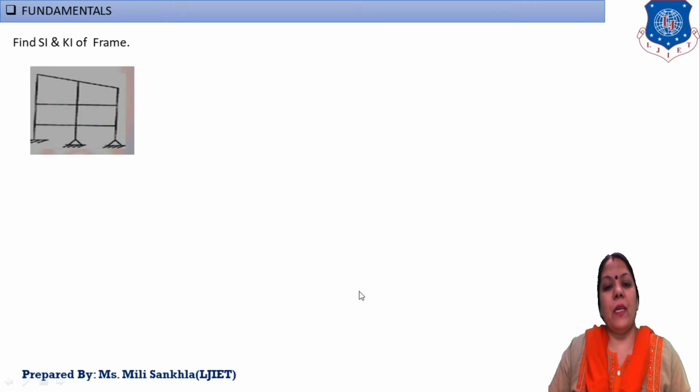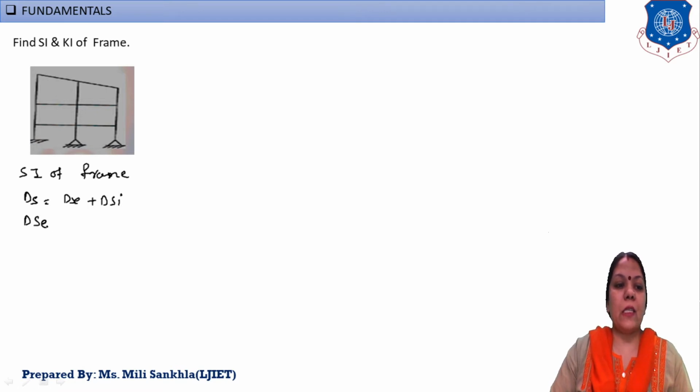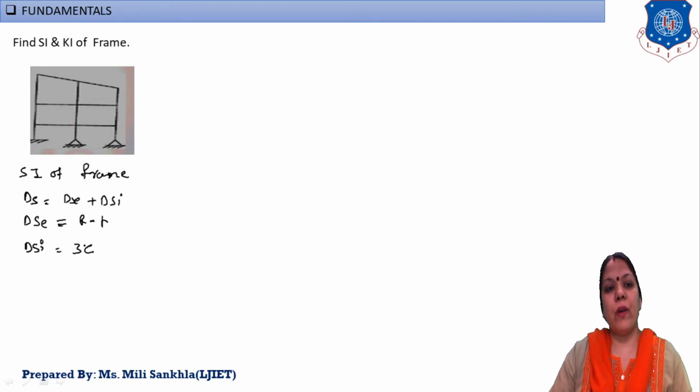Here one frame is given. First of all we write down SI of frame. Okay, so make here heading SI of frame. Now what is the equation of SI of frame? That is ds is equal to dse plus dsi. Dse, that means our external indeterminacy, is equal to capital R minus small r, and dsi is equal to 3c.